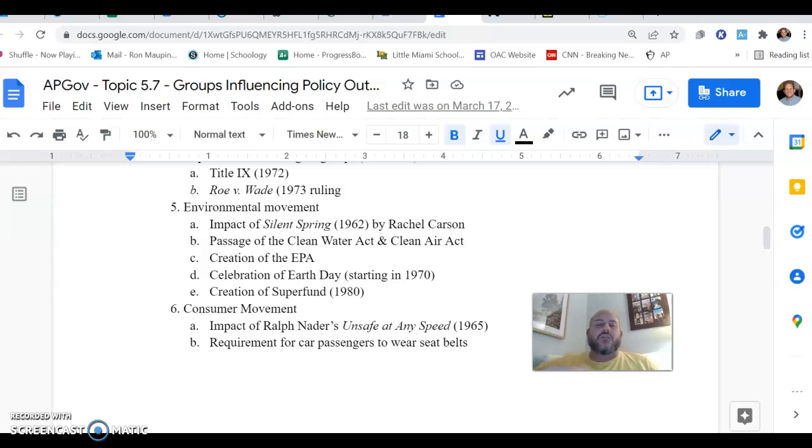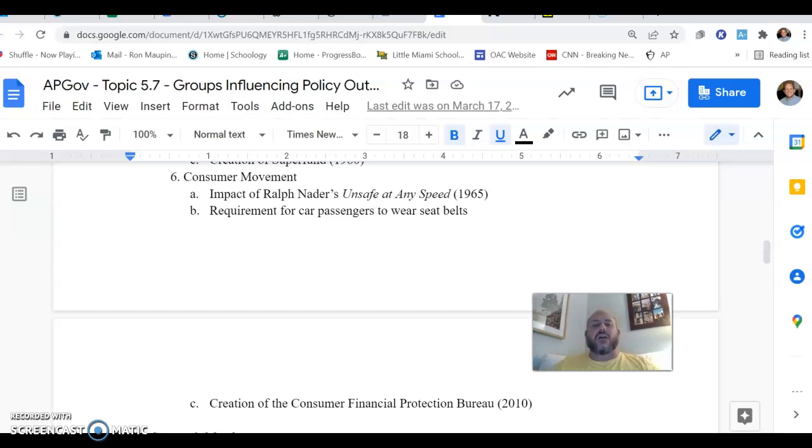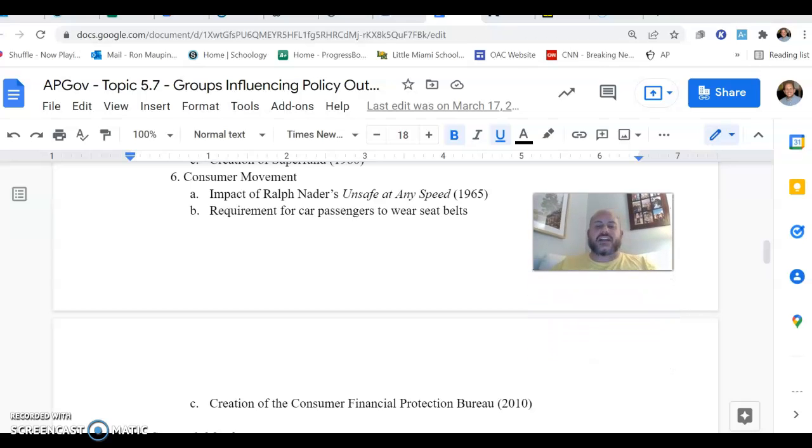For example, requiring that car manufacturers have seatbelts put into their cars. And now, of course, every state mandating that you have to wear a seatbelt in your car. We also have, more recently during the Obama administration, the creation of the Consumer Financial Protection Bureau.